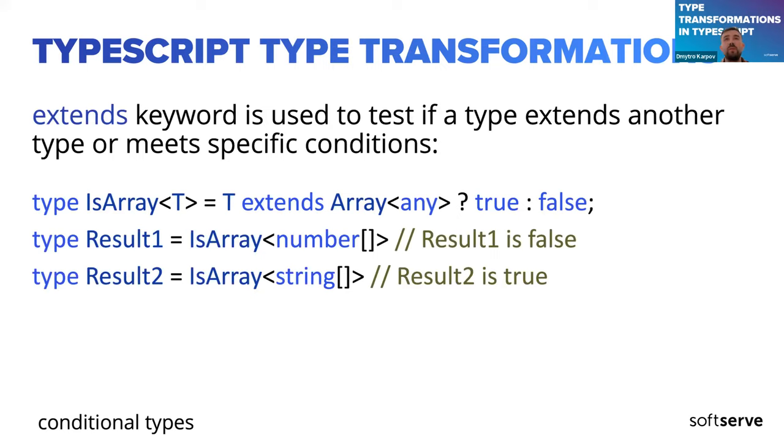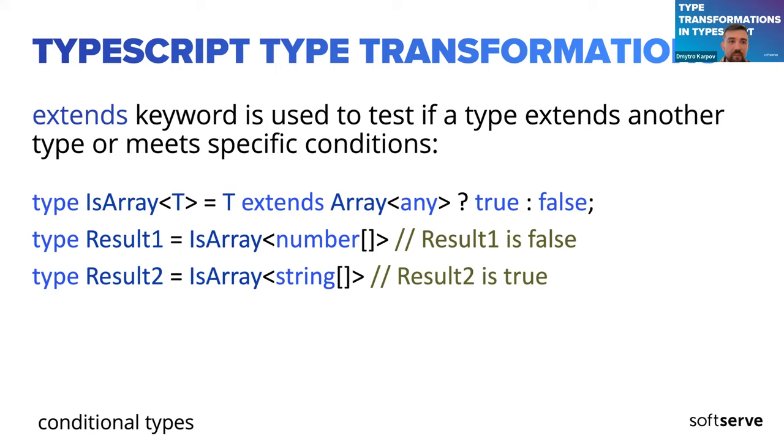It's impossible to explain conditional types without talking about the extends keyword, which is used to test if a type extends another type or meets specific conditions. I would say it's a kind of type matcher. We were seeing extends before; it's basically trying to match. For example, if T extends array, array of any, and if it does, then we provide true. Otherwise, it's false. So you can see array of number is false, and array of string is true. Why is that? That's interesting.